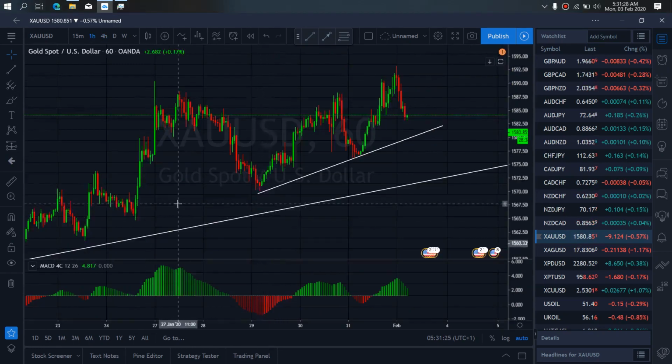We zoom to the 1-hour time frame on gold right now. We want to watch this drop back to this trend line, make this small B.